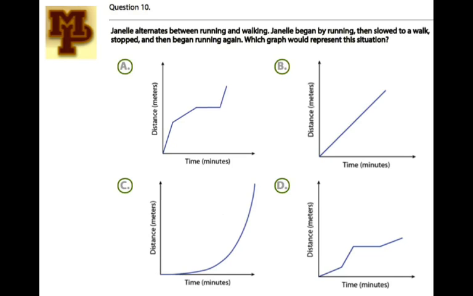Okay, so we want to find the graph here that would work. So she alternates between running and walking. So let's see here. She began by running. So if she began by running, it should be pretty steep in the beginning. So it'll be this one here. This looks like it's pretty steep. And then she slowed down to a walk. So there's the slowing down. And then she stopped. This is stopping because time passes and there's no distance. And then she began running again. So A looks good. Good on that.